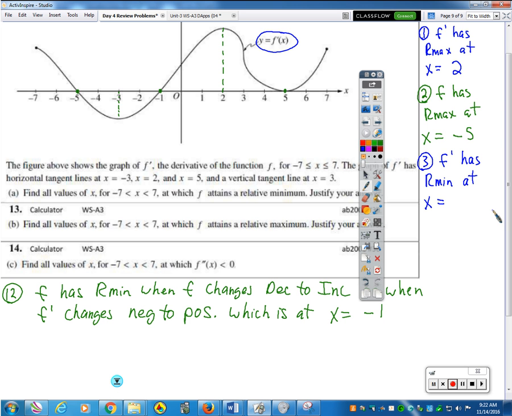So, Kimmy? Negative 3 and 5. Kimmy votes for negative 3 and 5 because she looks up here at f prime and says, look, here's f prime changing from decrease to increase. Here's f prime again changing from decrease to increase. That fits my definition that any function has a relative min when that function changes from decrease to increase. And we would have said this before Kimmy said it. 2, 3 for Kimmy.